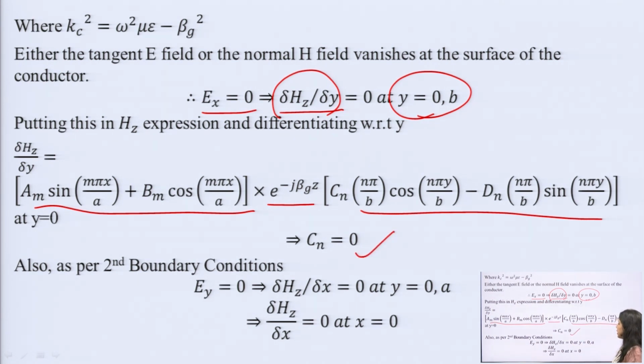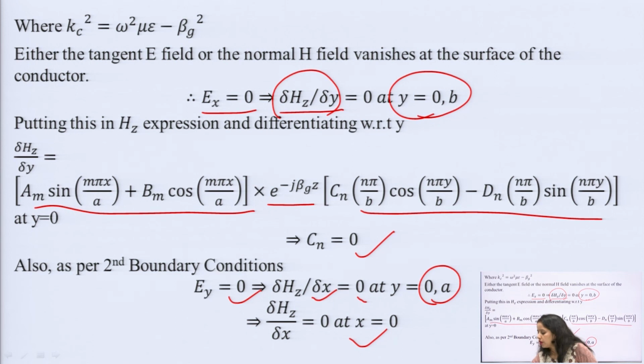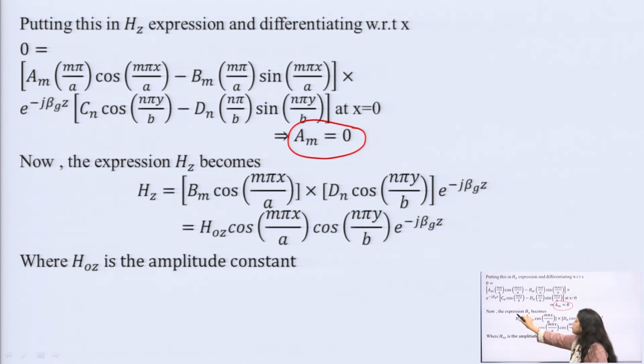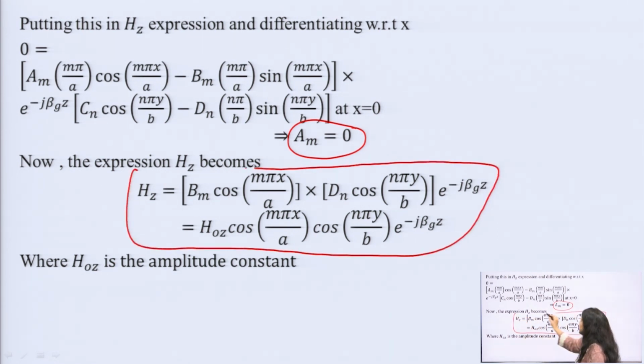Now, applying the second boundary condition where Ey is equal to 0, del Hz upon del x is equal to 0 at 0 and a. On differentiation on the same basis, we are able to get the value of Am equal to 0. So, this is our expression of Hz by taking Cn equal to 0 and Am equal to 0.